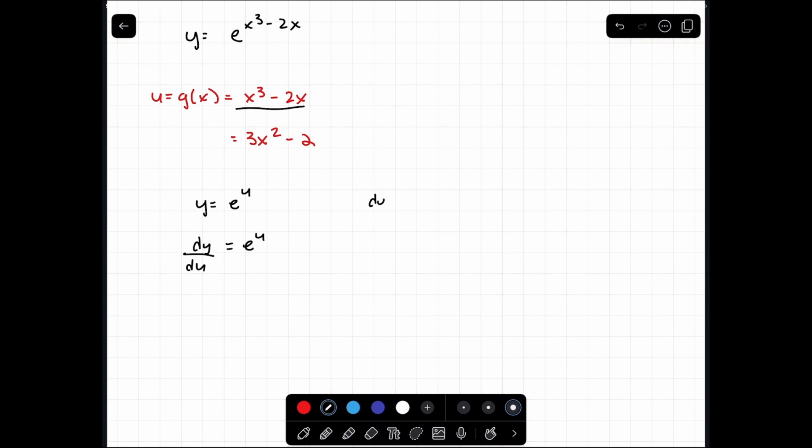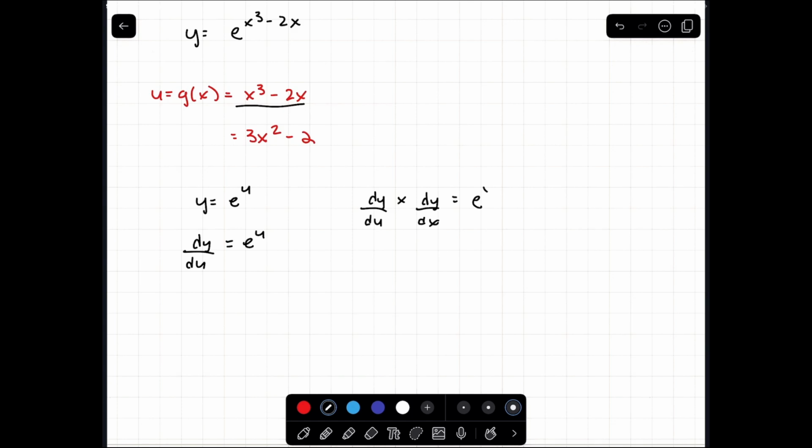Plugging everything back in, so now we're going to do dy over du multiplied by du over dx: e to the x cubed minus 2x, times 3x squared minus 2. So you may be asking, where did this part come from? I thought our function was e to the u, but we need to plug this u back into our original function to get the derivative of what our initial question is asking.